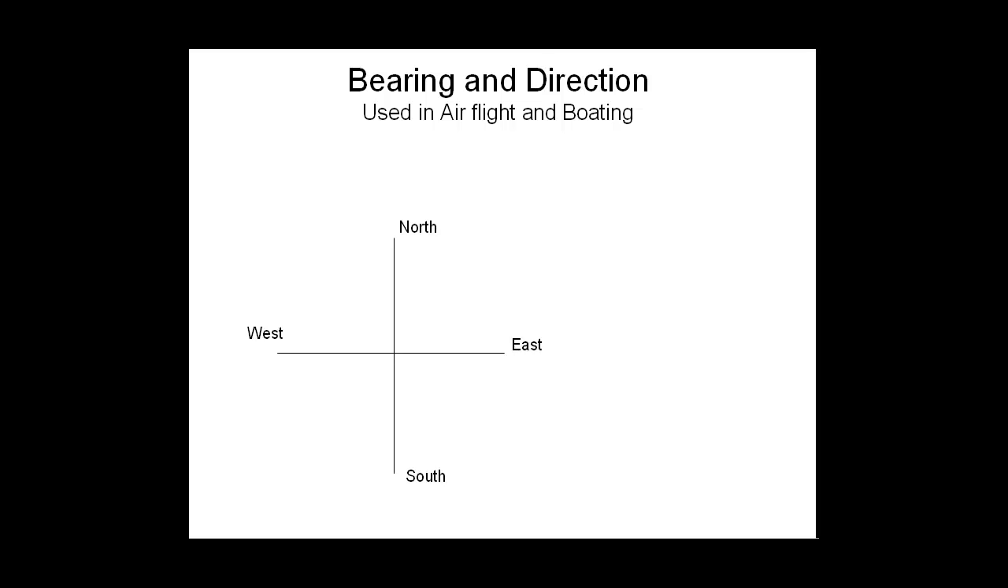So if you look at a little grid, just like your XY axis, north is going to go up, south is going down, east is on the right, and west is on the left. And you need to memorize those if you haven't already done so.